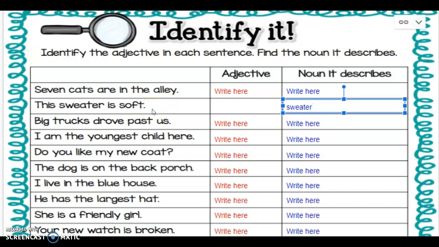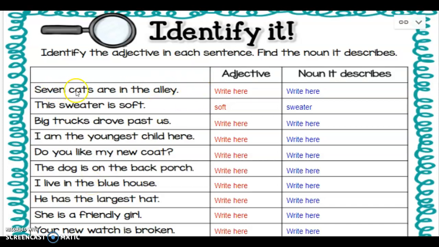The sweater is soft. Okay, so how it looks or feels. Oh, I got it. It says it is soft. So over here for adjective, I am going to type in soft. I did that one because it was the hardest, because it's the only one on this whole page where the adjective is not in front of the noun.